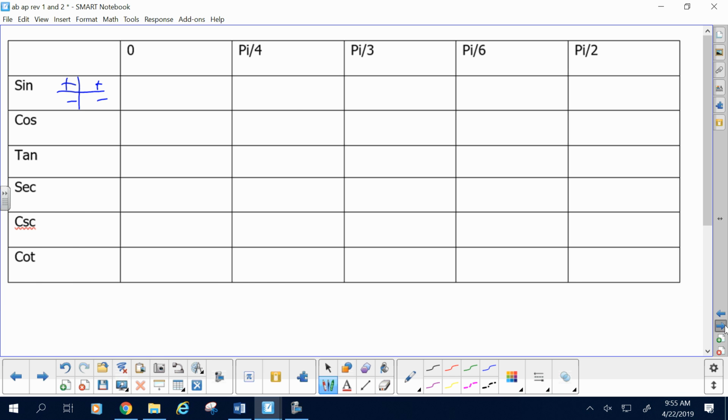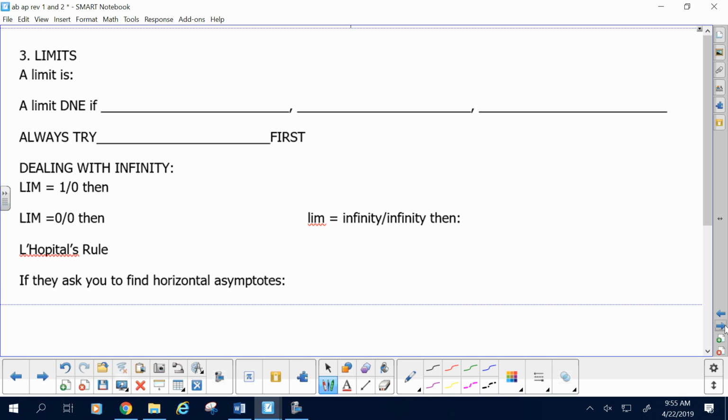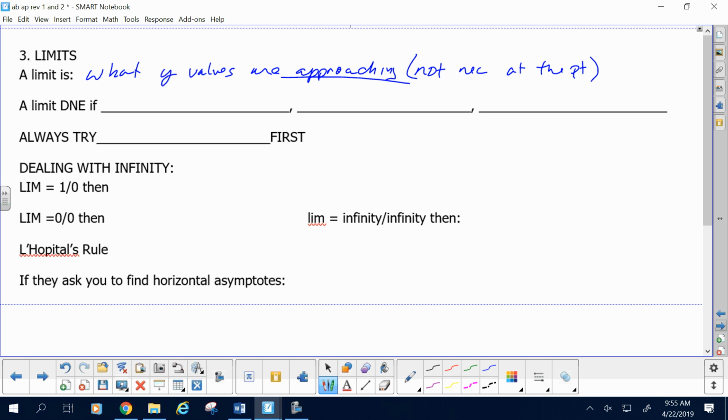Okay? All right. A limit. What is a limit? Is a limit the at or the approach? It's the approach. A limit is what the y values are approaching, not necessarily the at. Okay, now if it's continuous, then the approach and the at are the same, but not everything is continuous.